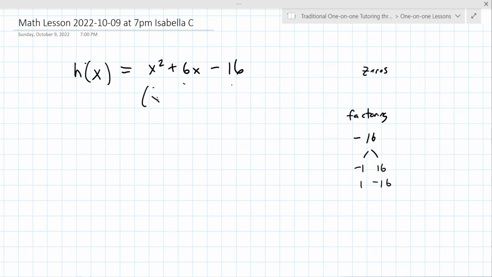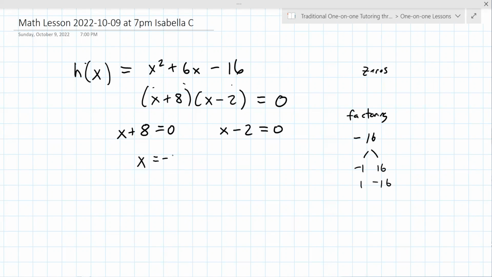Yes, so there would be x plus 8, x minus 2, but we're not done. Go ahead and get that down. So you have to set each of these equal to 0. You set x plus 8 equal to 0 and x minus 2 equal to 0. And then you just solve for x. So x would be negative 8 and x would be positive 2.